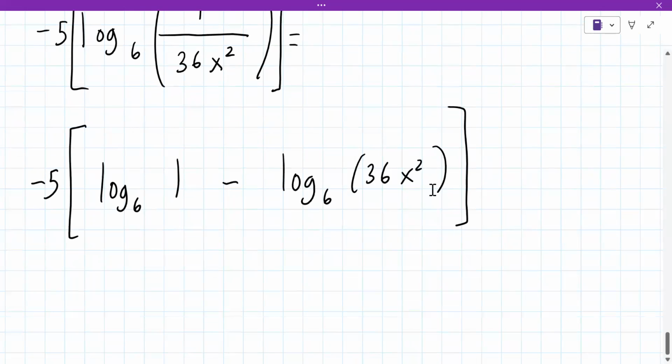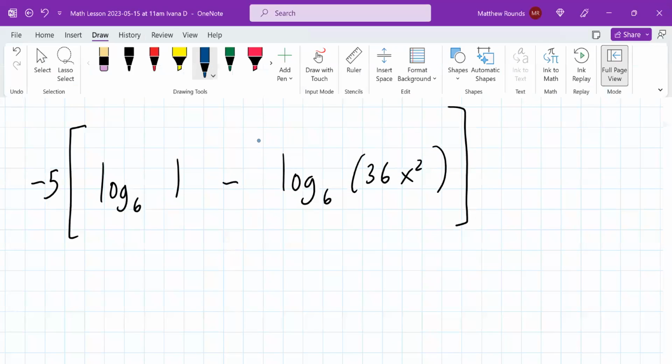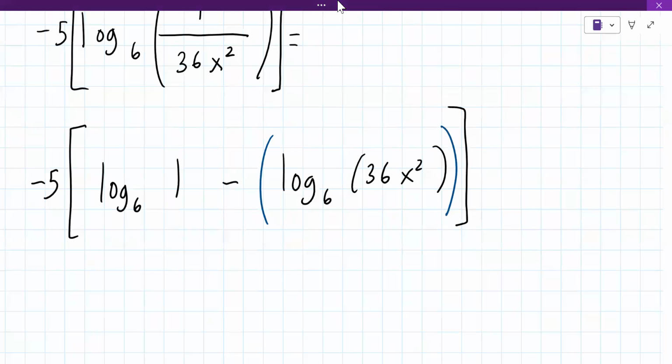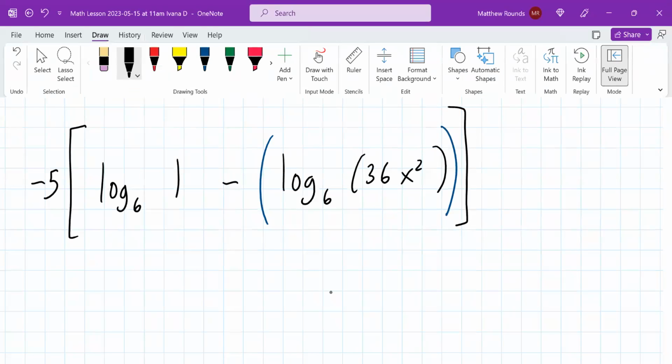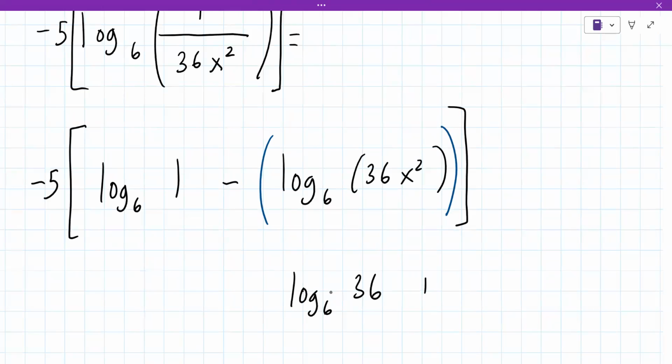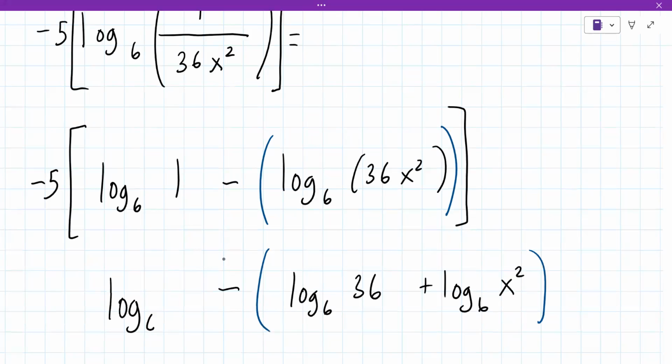On the right here, this is a product. So the product is 36 and x squared. There's really another set of parentheses here. So this becomes log base 6 of 36 plus log base 6 of x squared. And then I'm bringing everything else down. Is that okay so far?